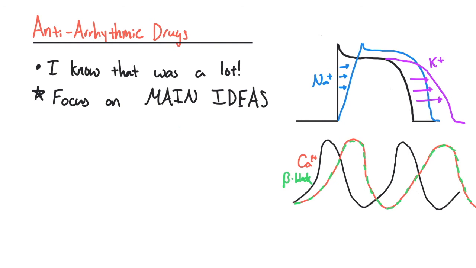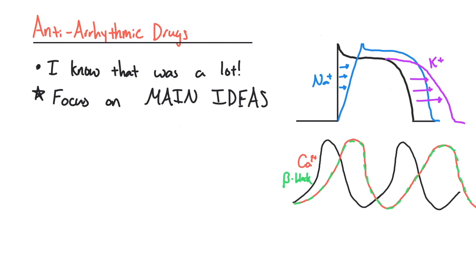I just wanted to finish up here by saying that I understand that that was a lot of information. The main thing I want you to understand from this lecture, though, is just the main ideas. I want you to understand how a sodium channel blocker may change the cardiac action potential, the fast action potential, what effects that may have on the EKG. Same thing for potassium, calcium, and beta blockers.